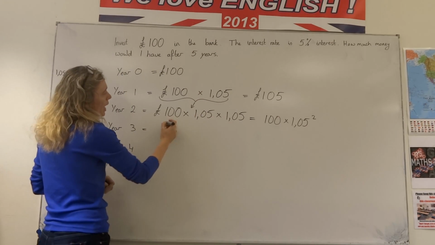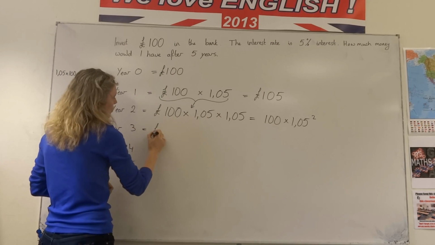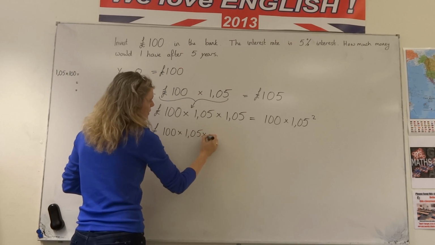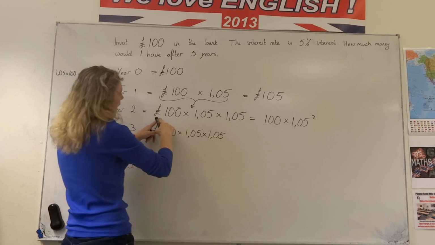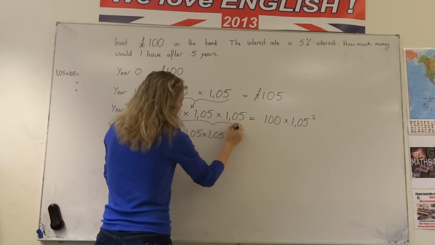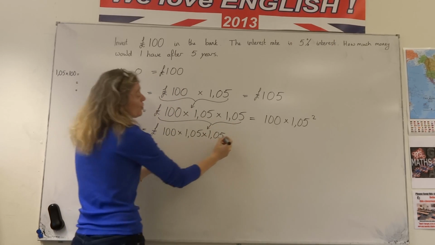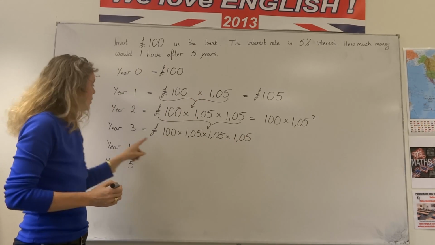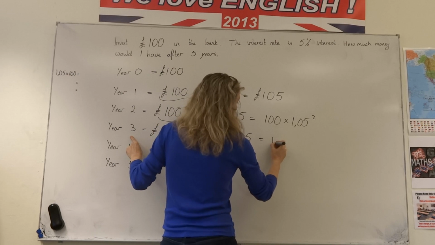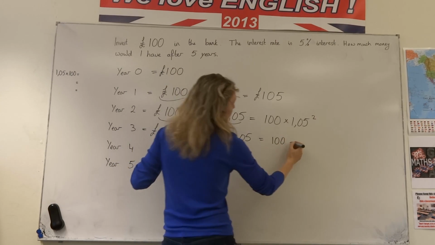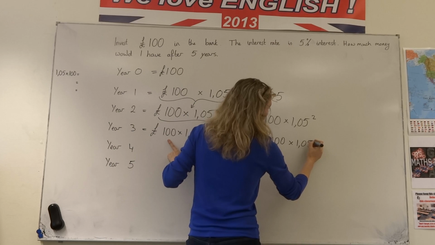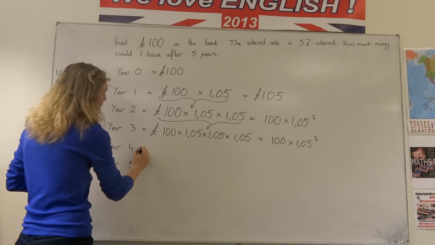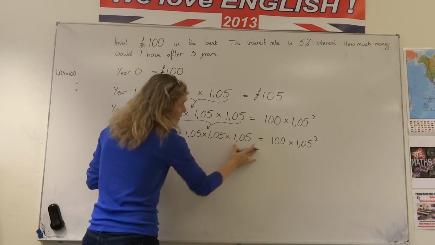Year 3, I'm going to have all of the money that I had from year 2. It's going to be the same as 100 times 1.05 times 1.05. This is what I had from year 2. It's just moving down to year 3, and now I'm increasing that by another 5%. So in year 3, I can simplify this expression to 100 times 1.05 to the power 3. So you can see the trend here. I don't have to write all of this out every year.